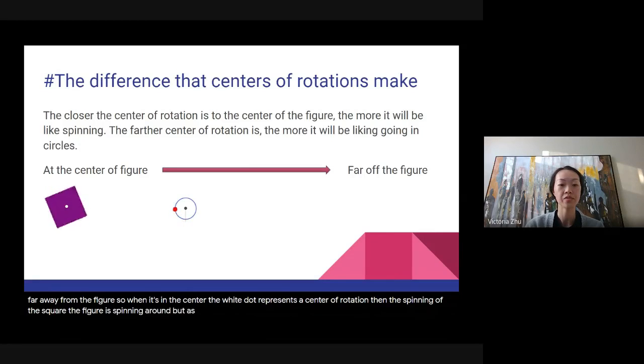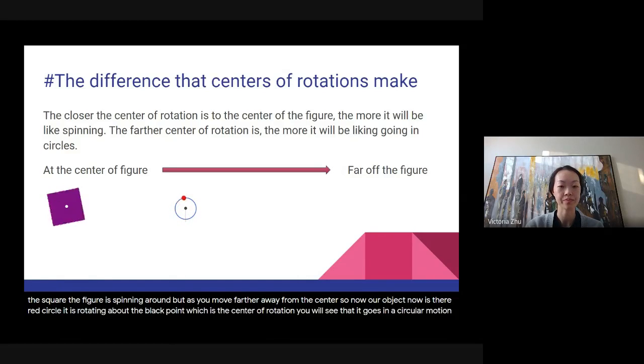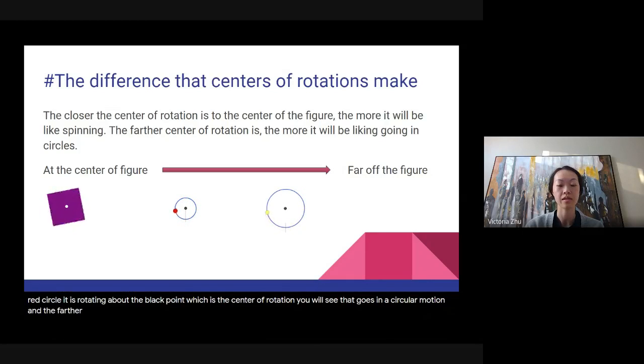But as you move farther away from the center, so now our object is the red circle, it is rotating about the black point, which is the center of rotation. You will see that it goes in a circular motion. And the farther it is away, the bigger the circular movement is.